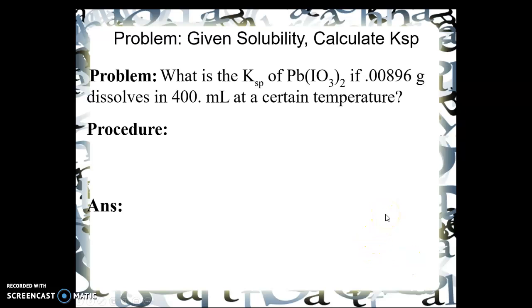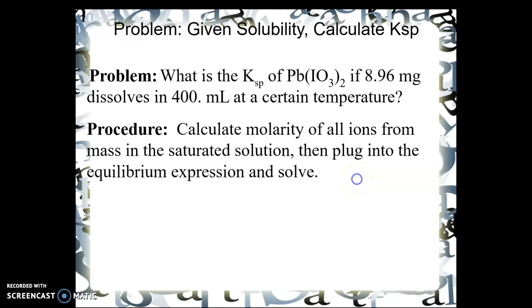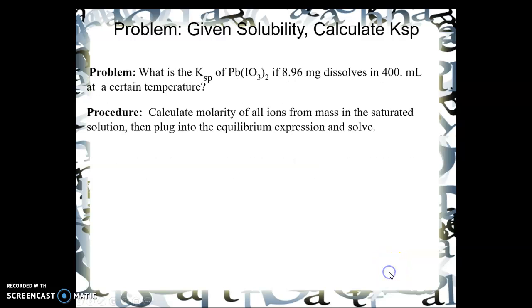So here's a kind of problem you may see. What's the KSP of lead iodate, lead 2 iodate, if 0.00896 grams will dissolve in 400 milliliters at a certain temperature? Well, let me show you how to do these problems, because KSPs are important. The molarity of all ions must be calculated in the saturated solution, because that's what we're talking about. And then you have to plug it into the equilibrium expression, the mass action expression, and solve for the product.